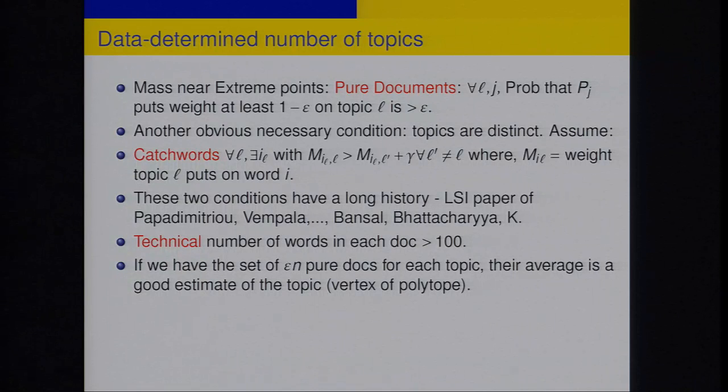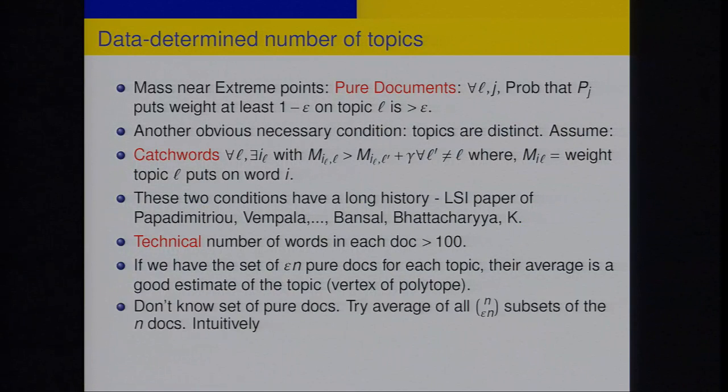Now, if I magically gave you the pure documents, there are epsilon n pure documents for each topic in expectation, roughly that many. If I give you those pure documents for one topic at a time, their average is a good estimate of the topic, right? So I have all the probability vectors near the vertex for these documents, and I generate the estimate by just averaging. Hoeffding-Chernoff will tell you that's a good estimate of the polytope. So if I got these sets of pure documents, I'm done. Okay. Of course, I don't have them. Don't know the pure documents.